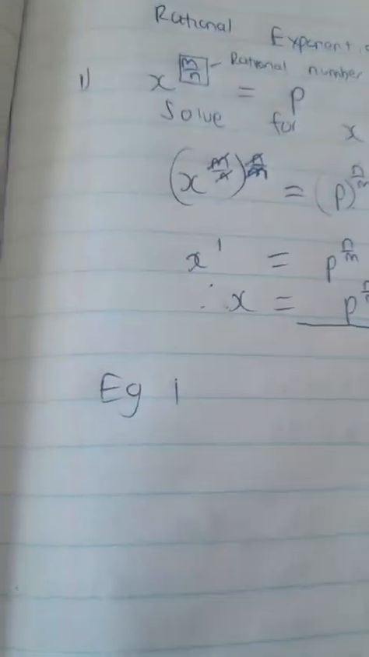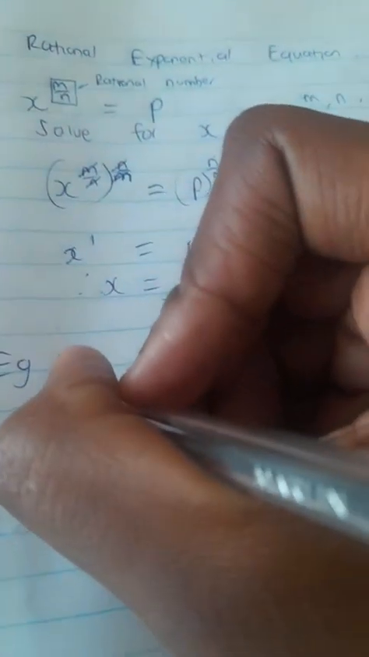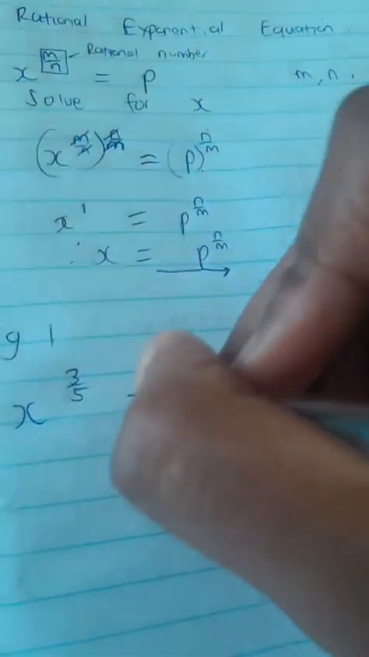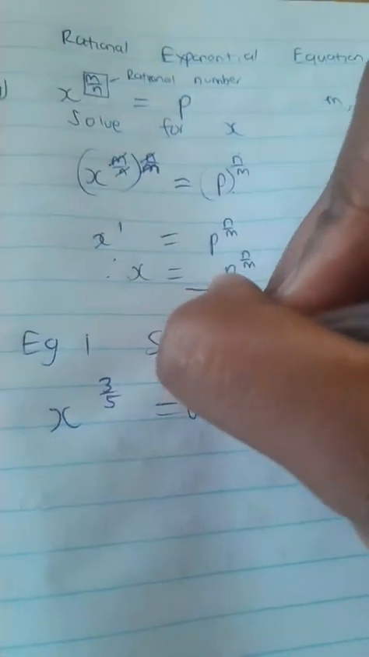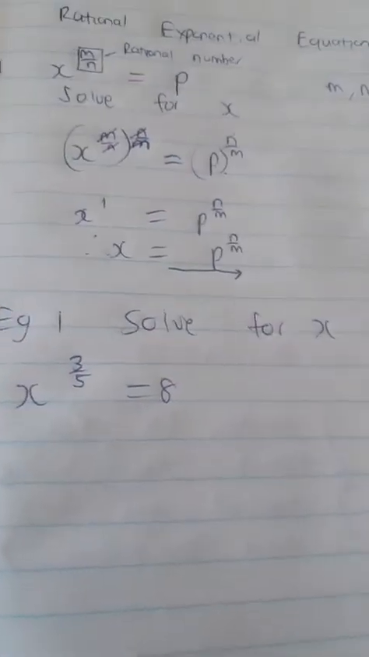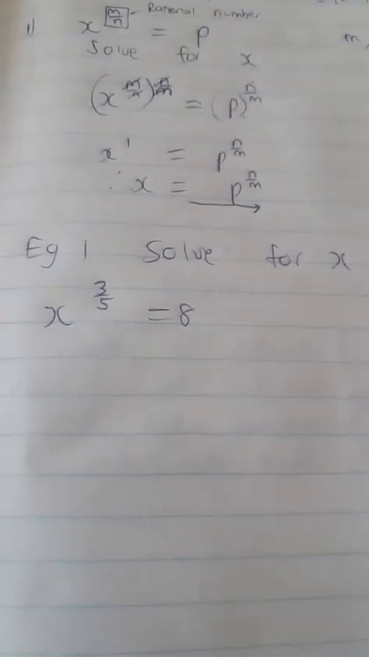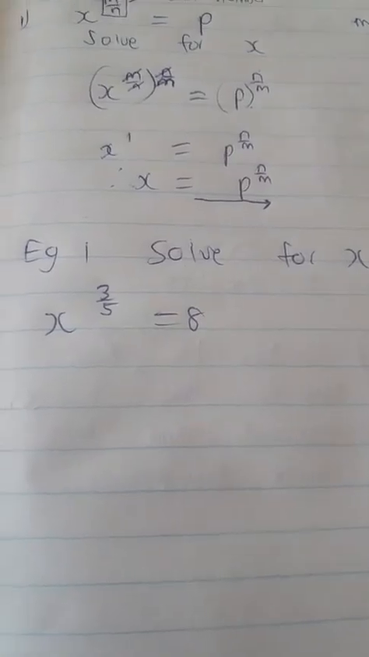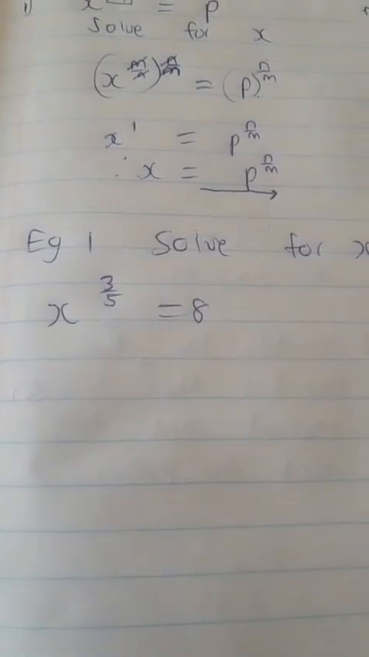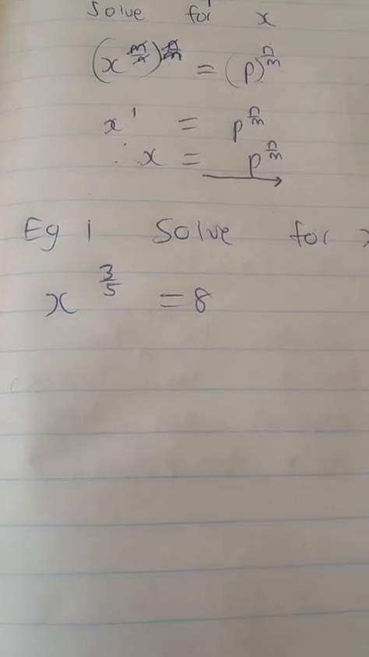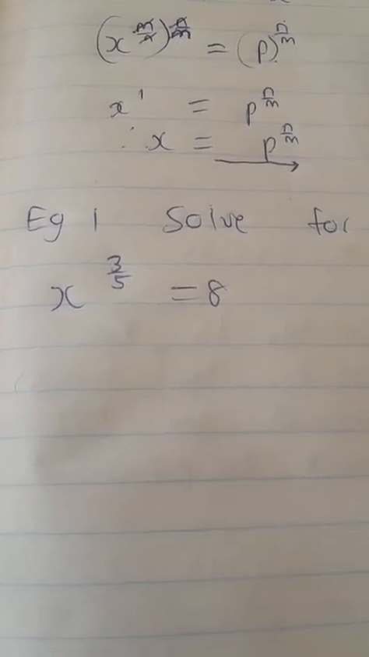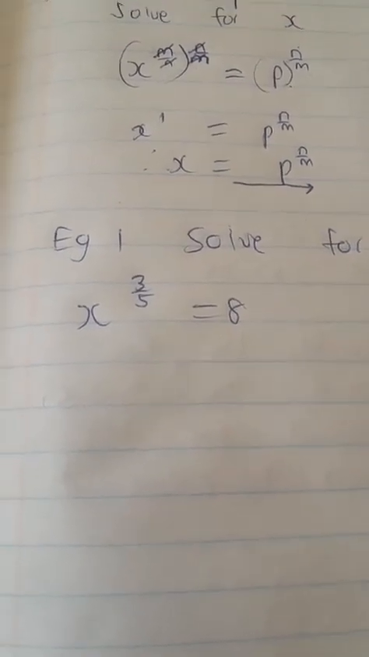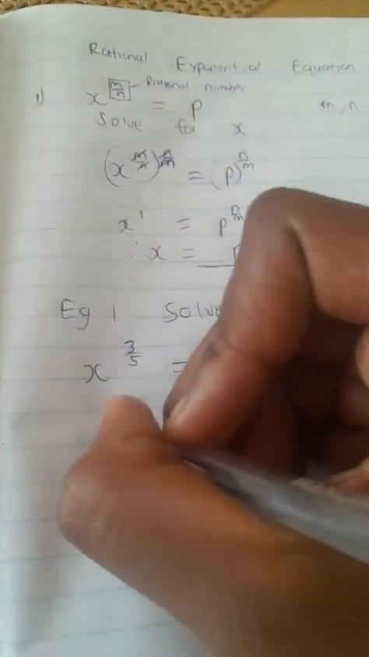So let's look at an actual example. Example 1. Let's say we had x to the power 3 over 5 equal to 8. And the question says solve for x. Okay. So I'm hoping you guys are writing this down so that you can also maybe do it on your own and check yourself. I'm sure you guys can see that this is not as complicated as you think it is. It should be quite straightforward. x to the power 3 over 5.